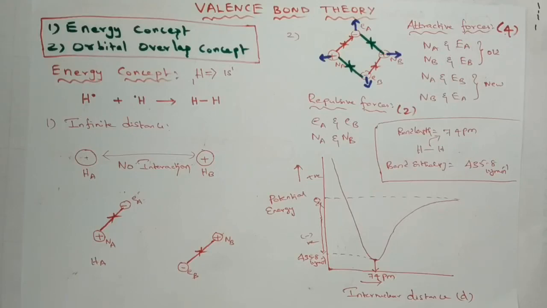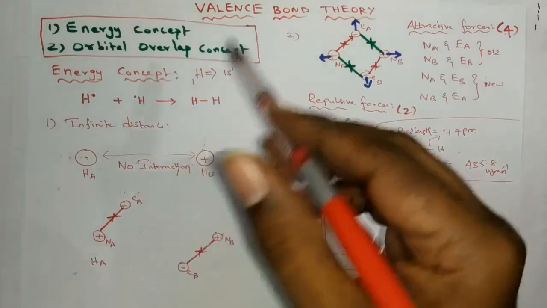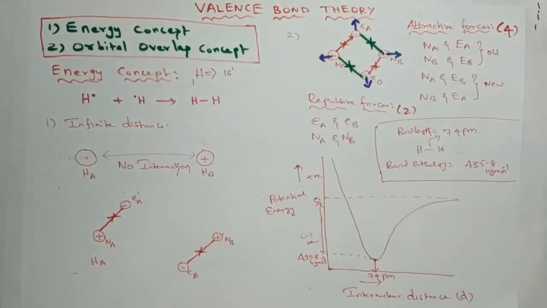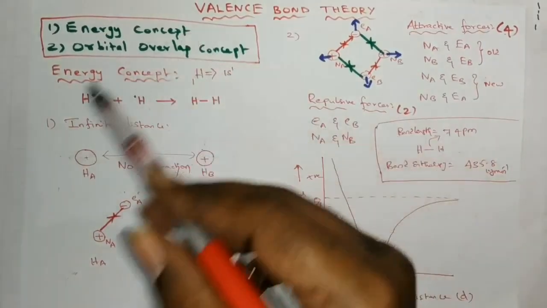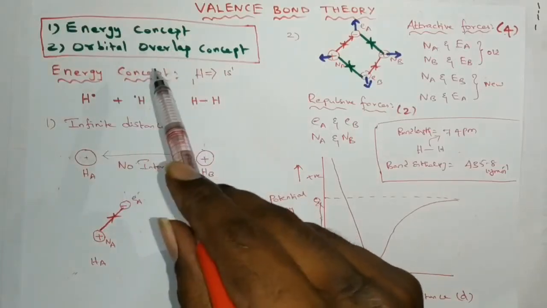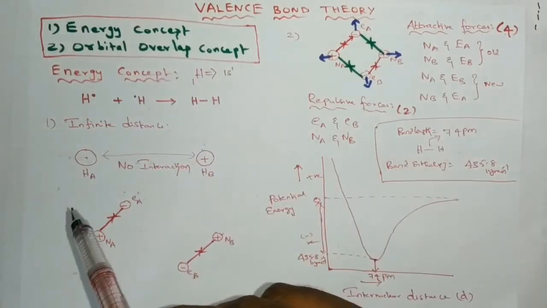In order to address these issues, two theories have been put forward. One is the valence bond theory, the other one is molecular orbital theory. In this video, we shall discuss the valence bond theory. This valence bond theory considers two concepts: one is the energy concept, the other one is the orbital overlap concept.